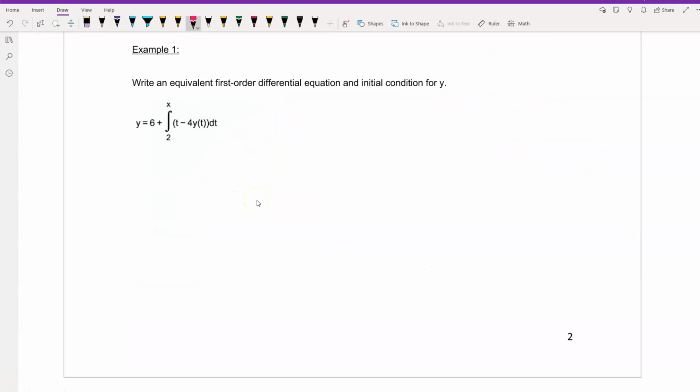Example, write an equivalent first order differential equation and the initial condition for y. y equal to 6 plus integral from 2 to x of (t minus 4y(t)) dt. So the first order differential equation is the equation dy over dx equal to f of x comma y, in which f of x comma y is a function of two variables defined on a region in the xy plane.